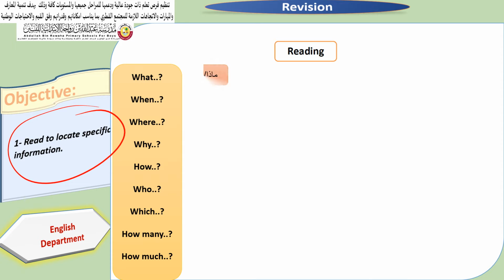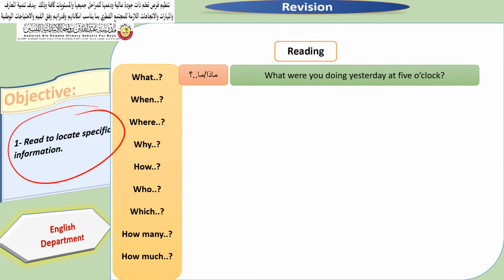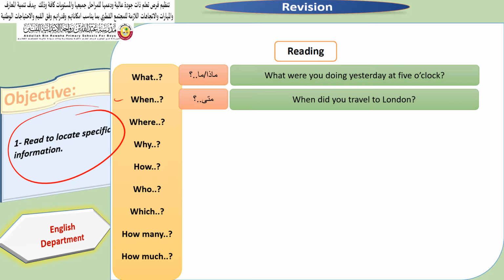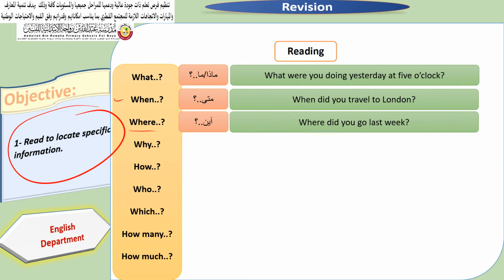The first one is what, which means ماذا or ma, and we use it to ask about things. For example, what were you doing yesterday at 5 o'clock? The second one here is when. So when means meta, and we use it to ask about the time. For example, when did you travel to London? Number 3 here is where. Where means aina, to ask about places. So here, for example, where did you go last week?